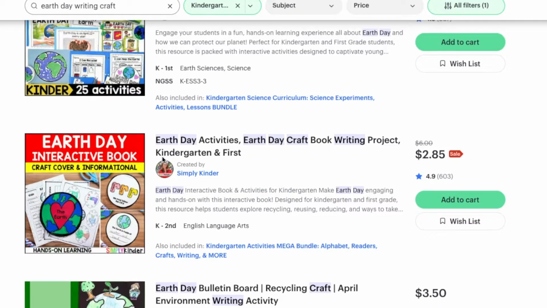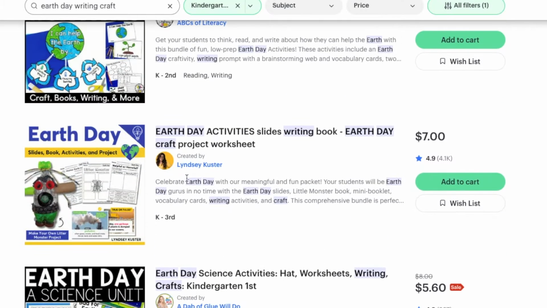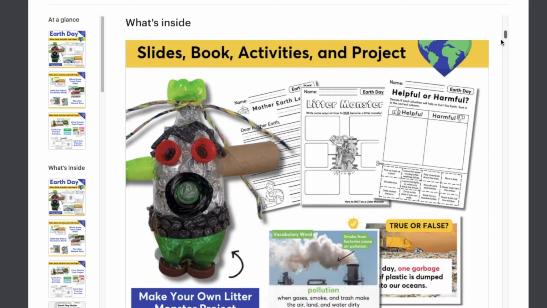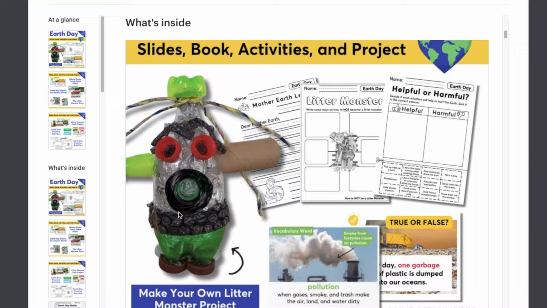Let's find the $7 one. There it is. Even looking at the cover, you can see that there is significantly more stuff offered in this resource, right?